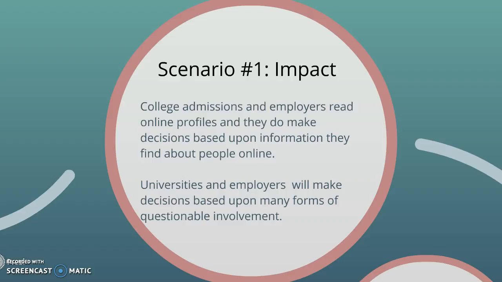So the impact of scenario one. Obviously, college administrators and employers read online profiles and they do make decisions based upon information they find out about people online, especially their applicants. So in 2012, 30% of companies actually screened their applicants online before they would even consider hiring them. It's 2016 now, so I'm sure that number has gone way up. Universities and employers will make decisions based upon many forms of questionable involvement that our students may have on any type of online account that they have. So we want to make sure that nothing is left to interpretation and that we help our students build a positive legacy on the internet.